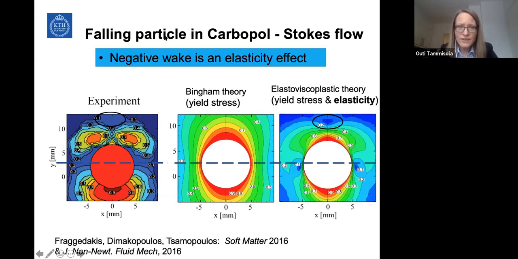However, as late as 2016, Samopoulos' group did this simulation using an elastoviscoplastic model, where you have both the yield stress and an elastic contribution. And now all of a sudden you can capture this effect. So you have the front-back asymmetry and you have this negative wake as well. So this is obviously much better. And think about this. This was 2016 and it's only one particle settling in a still fluid. So suddenly there are many problems left to solve in both laminar and turbulent flows of these fluids.